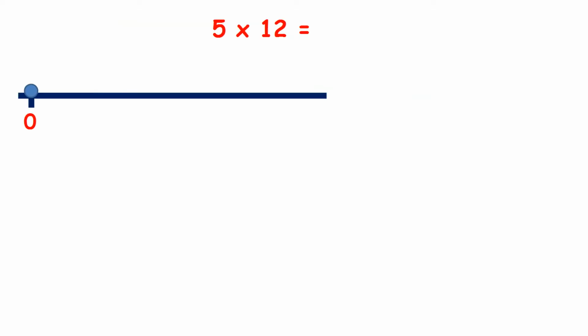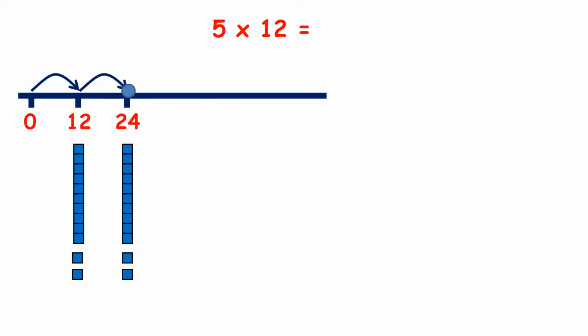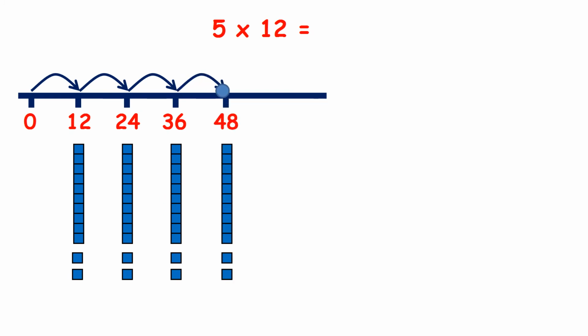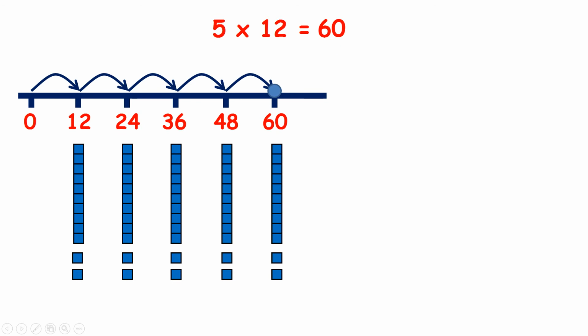So let's practice multiplying by 12. We want to know 5 times 12, so we can count in steps of 12 5 times. 12, 24, 36, 48, 60. And now we've made 5 groups of 12. We've made 5 jumps of 12 on our number line. So 5 times 12 is 60.